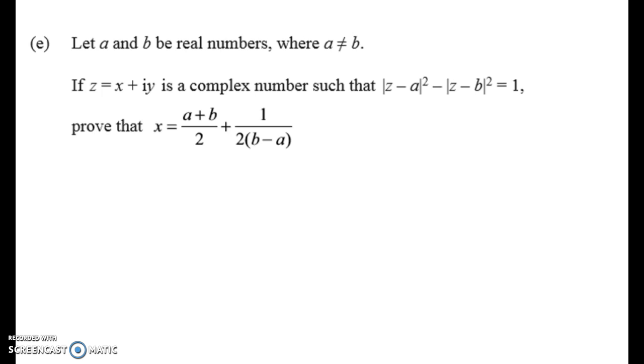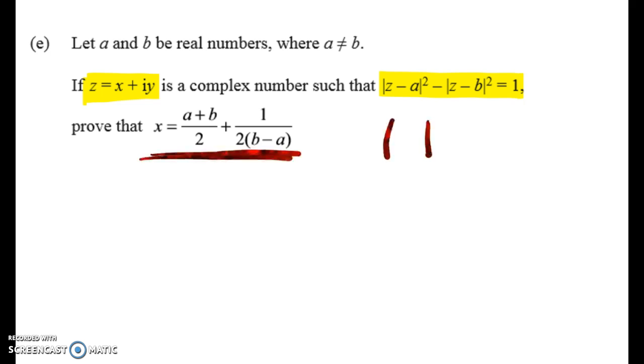So here it is. As usual, we're going to start by taking z equals x plus iy, and we're given a condition, which is this one here. So we're going to substitute in x plus iy, collect up like real and imaginary parts, apply the definition of magnitude, and then just work it through to make x the subject of the formula.